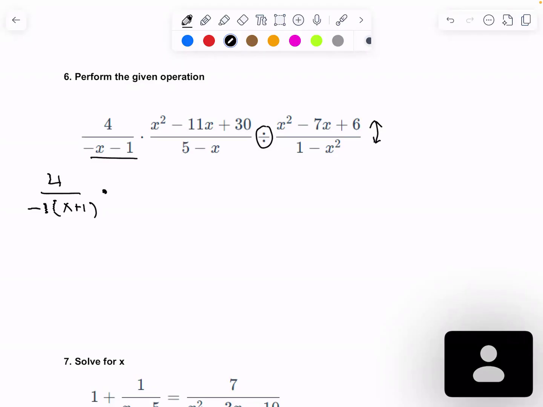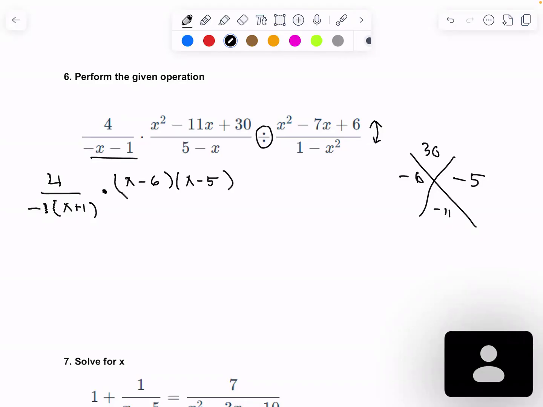Right, now the top, we can use the x method to factor. So I'm looking for numbers that multiply to 30 and combine to negative 11. It's a positive number, so they have to be the same sign, and it's a negative, so they both have to be negative. And we know that 6 and 5 go into 30, and 6 plus 5 is 11. So this top one factors as x minus 6, x minus 5.